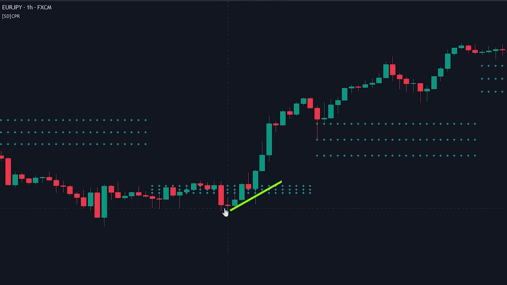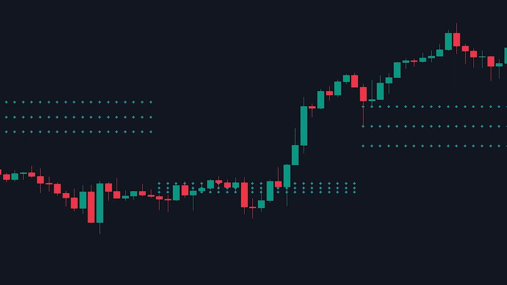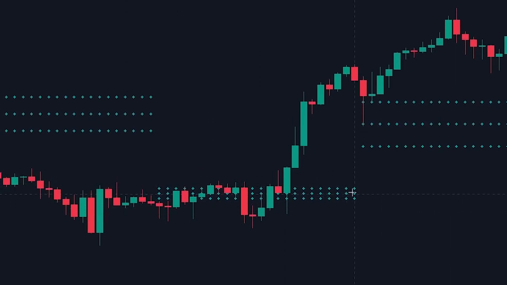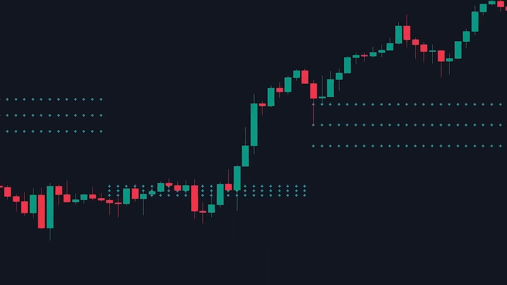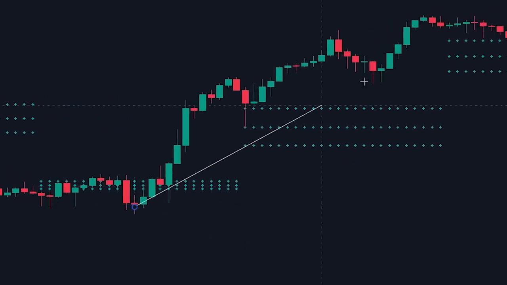As you can see here, a narrow central pivot range has formed. We can spot this because of the very small gaps between the lines. After the narrow CPR has formed, price makes a big move to the upside, causing the market to start heavily trending.